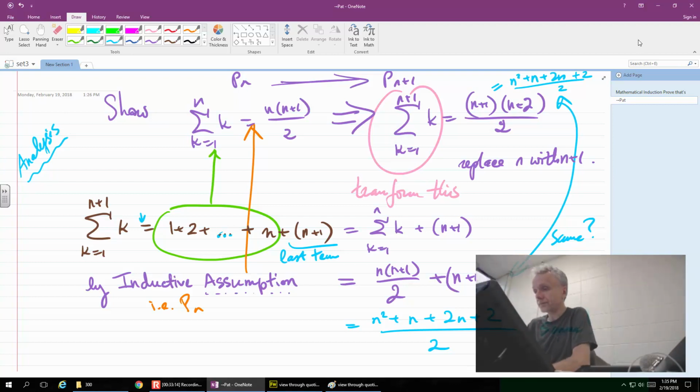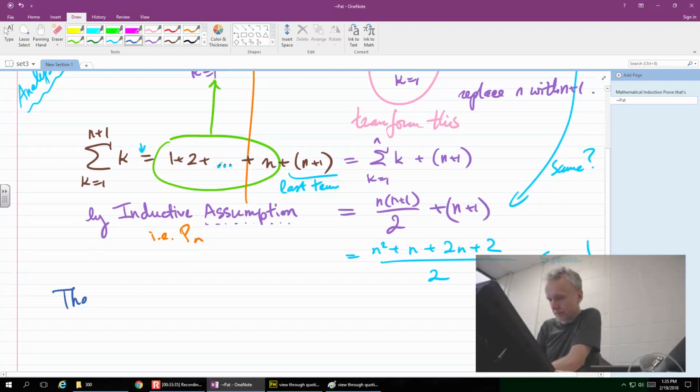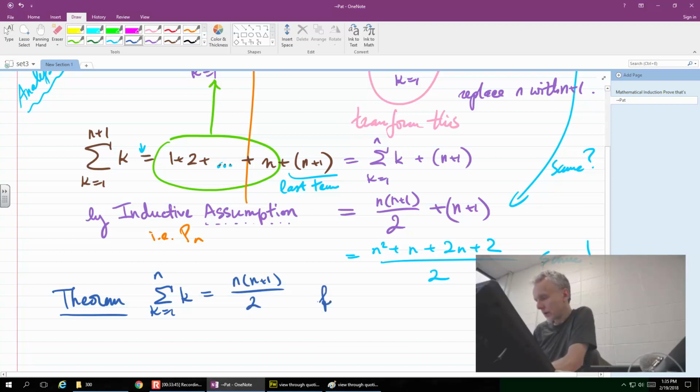Let's do that. Okay, so all the parts are here. All we need is a bit of writing. We're finished with thinking, and we're progressing to writing without almost any thinking left. So theorem: the sum of k from 1 to n equals n(n+1)/2, for any integer n larger than or equal to 1. Okay, proof.